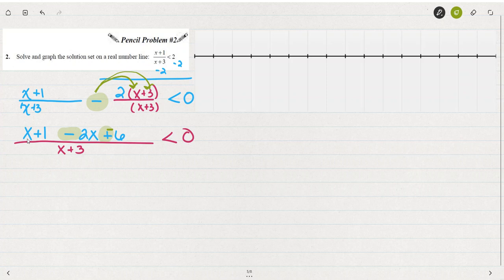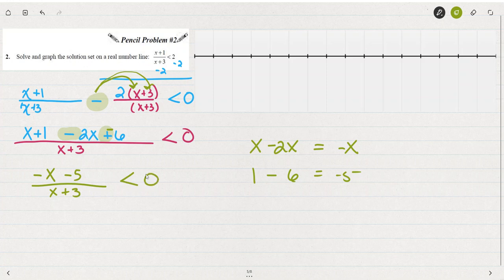Next, I'm going to combine these like terms. So an x minus 2x would be the opposite of x. And then 1 minus 6 is negative 5. So I have the opposite of x, minus 5, over x plus 3 is less than 0. And that's it. We've solved this for 0. We've set it to 0.